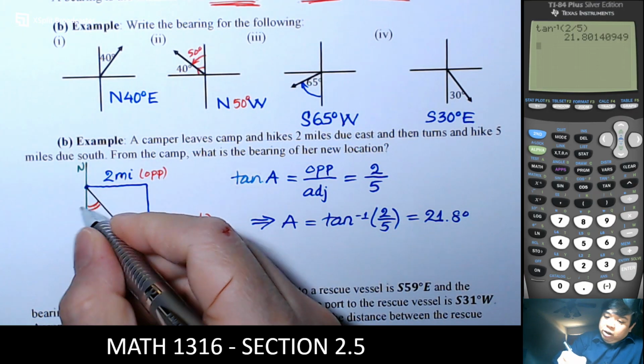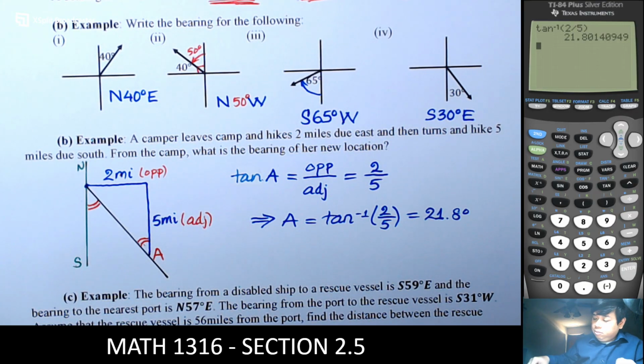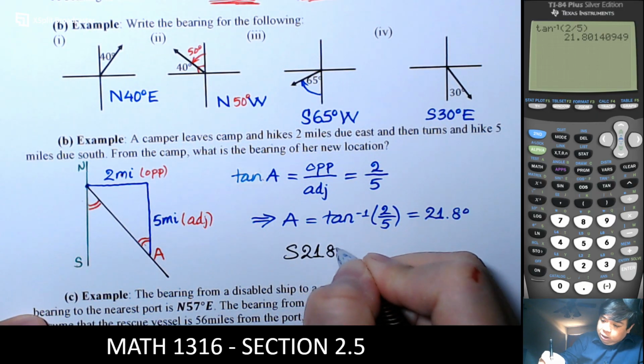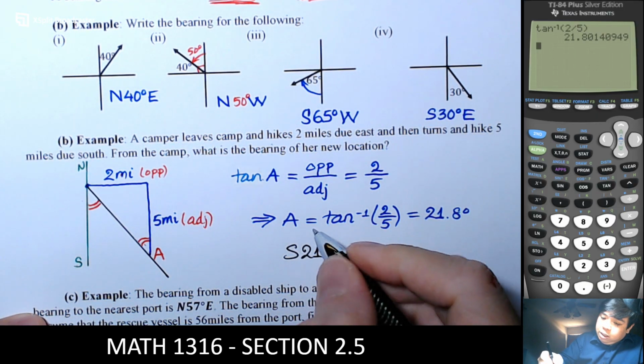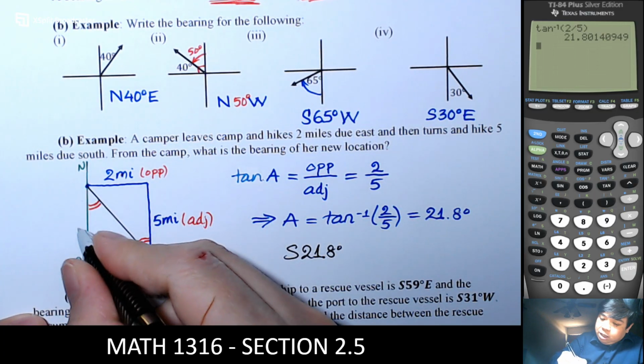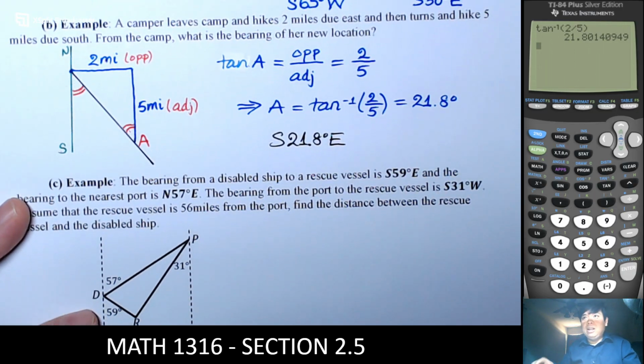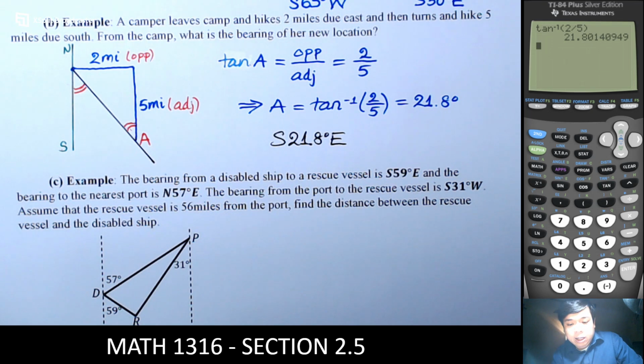So the answer, the bearing, will be south 21.8 degrees on the east side. Okay, just like that. Now, we have these scenarios.